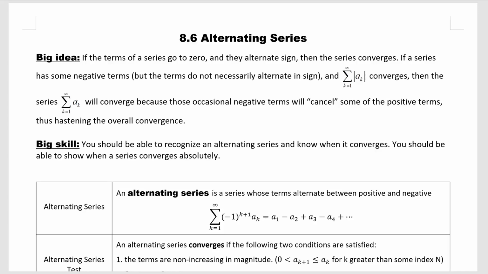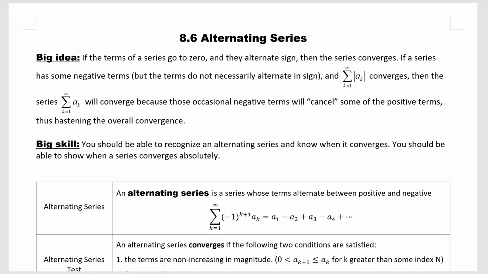If a series has some negative terms, but the terms do not necessarily alternate in sign, and the series of the absolute value of a sub k converges, then the series a sub k will converge because those occasionally negative terms will cancel some of the positive terms. Thus, we get the overall convergence.